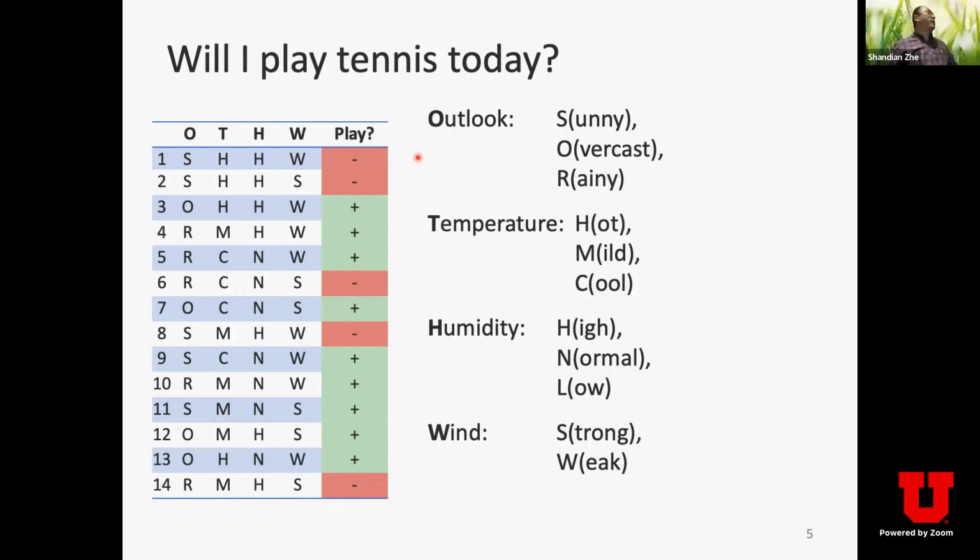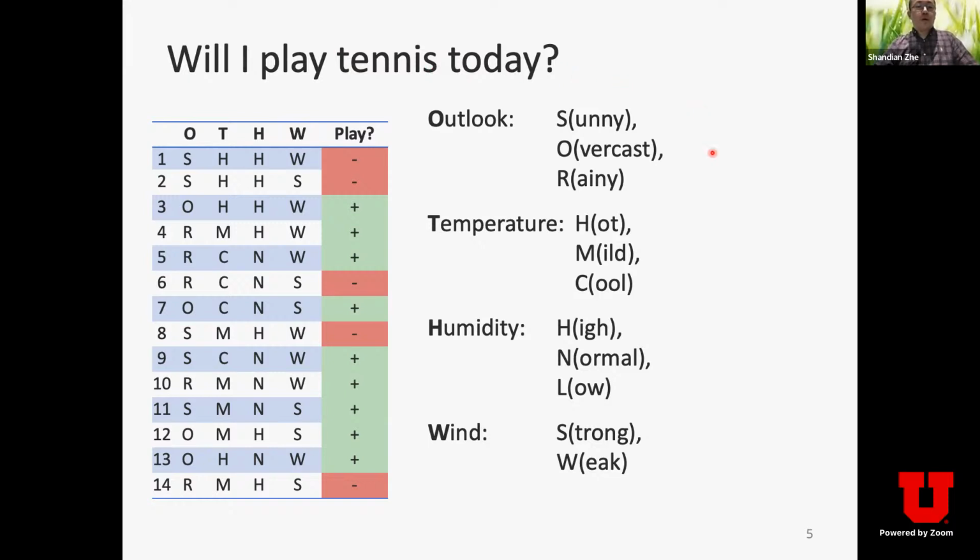Okay. So let us resume from what we discussed at the last lecture. We said that we're going to use this example to illustrate our ID3 learning algorithm. As we mentioned, ID3 is the most classical and most popular decision tree learning algorithm. So this particular example or task is to predict whether I will play tennis today according to the weather condition.